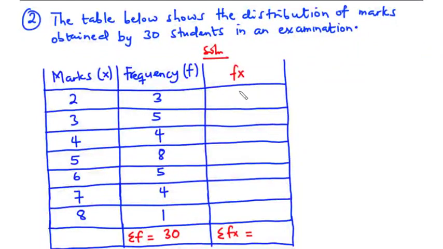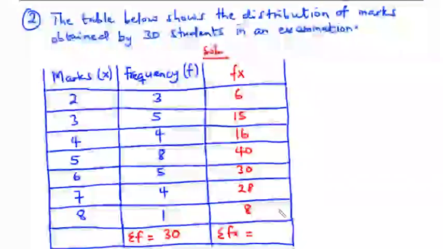2 times 3 is 6. 3 times 5 is 15. 4 times 4 is 16. 5 times 8 is 40. 6 times 5 is 30. 7 times 4 is 28. And then 8 times 1 is 8. So when you add up all these values, you are going to get 143.